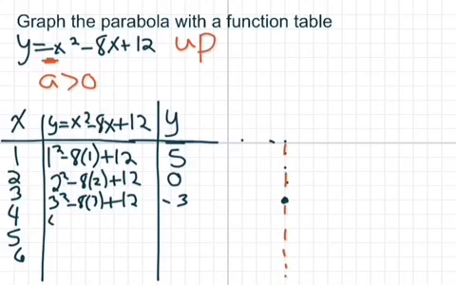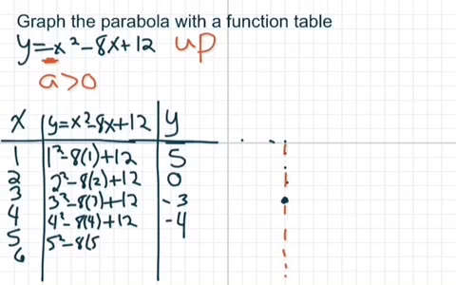Then we'll put our 4 in, 4 squared minus 8 times 4 plus 12, that's 16. Minus 32 plus 12 gives me a negative 20. 16 minus 20 gives me a negative 4. We put our 5 in, 5 squared minus 8 times 5 plus 12, that gives me 25. 25 minus 40 leaves me with a negative 15. Negative 15 plus 12 gives me a negative 3.